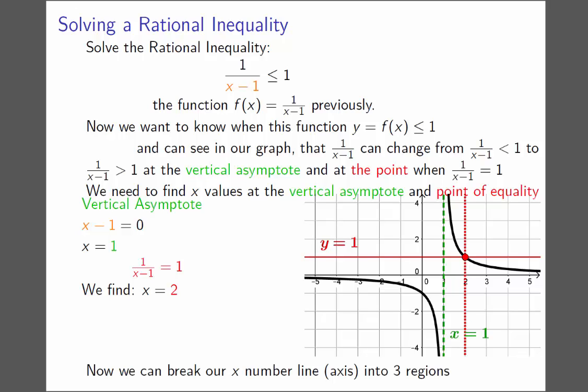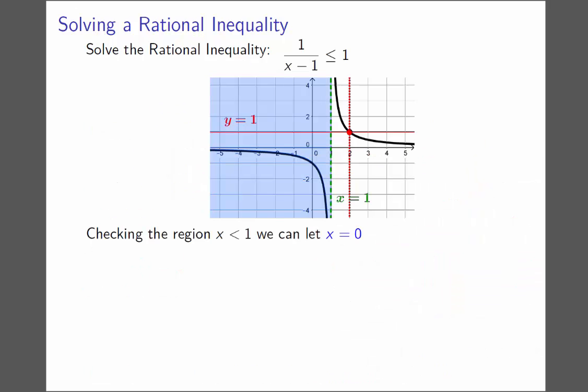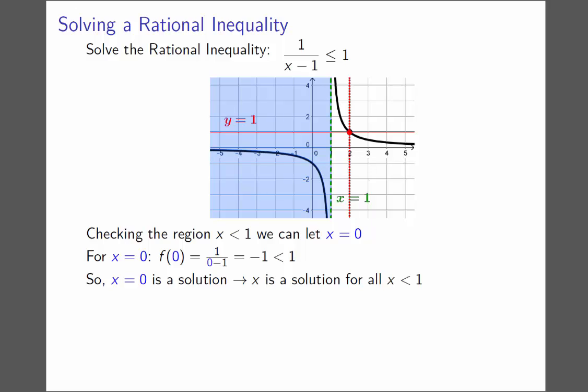So now we can break our x number line, or axis, into 3 regions. Everything before x equals 1, everything between x equals 1 and x equals 2, and everything after x equals 2. Checking the region where x is less than 1, we can pick x equals 0. Using x equals 0, we get that our function 1 over x minus 1 evaluated at 0 is 1 over 0 minus 1, which is just negative 1, which is most importantly less than 1. This means that x equals 0 is a solution, and so every value of x where x is less than 1 is a solution as well.